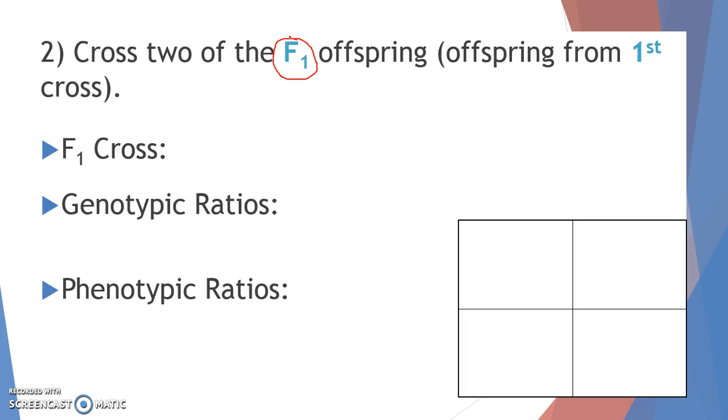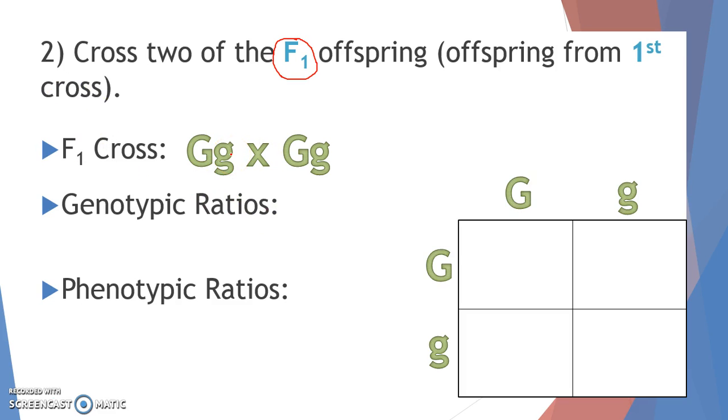Okay? So when the problem asks you to make your F1 cross, that's like your parent cross, but it's with those offspring. So we're basically breeding a brother plant with a sister plant. Okay, so it's a little bit of incest going on here. And it doesn't matter what plant it is, if they're from the same cross, they will have the same genotype. So they're both heterozygous. And we put them on our Punnett square, and then we cross them, right?